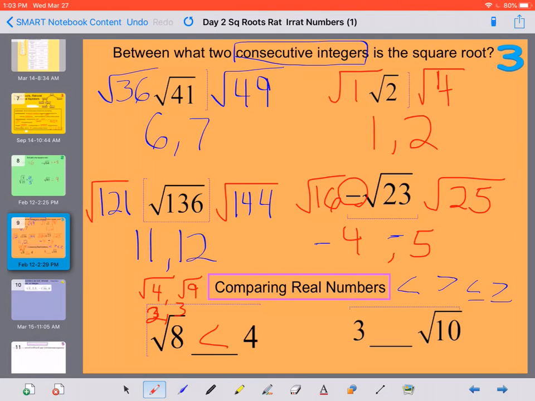Here, the square root of 10, well, the things that come around that are 9 and 16. So that's between 3 and 4. So it's somewhere between 3 and 4, so that means it's greater than 3. So 3 is also less than the square root of 10.